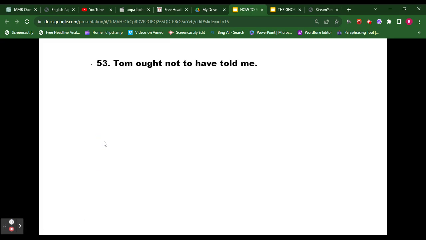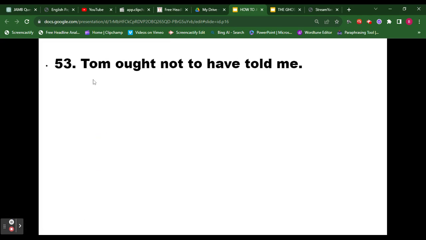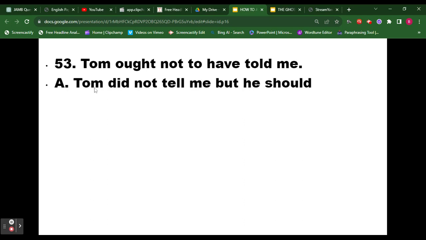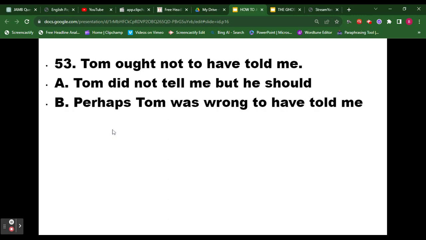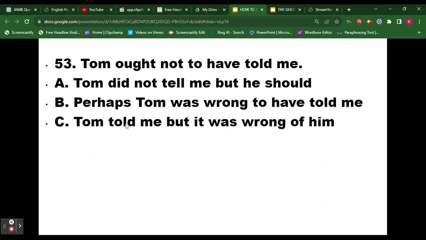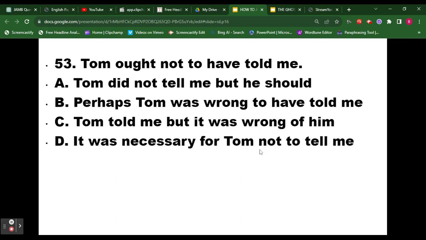Moving further, we get to question 53. Tom ought not to have told me. A, Tom did not tell me, but he should. B, perhaps Tom was wrong to have told me. C, Tom told me, but it was wrong of him. D, it was necessary for Tom not to tell me.